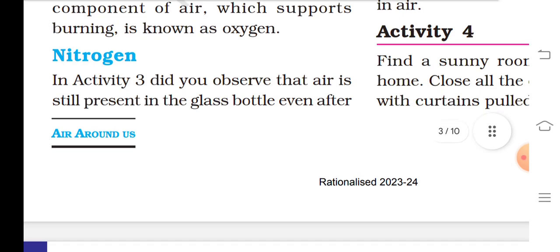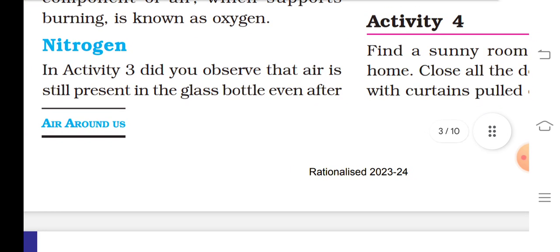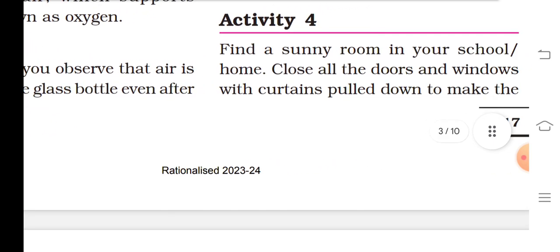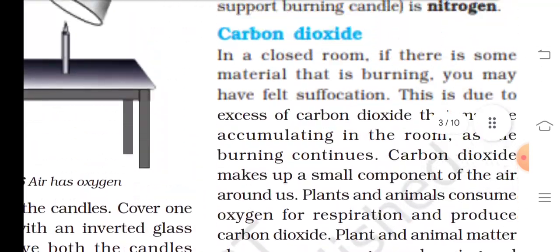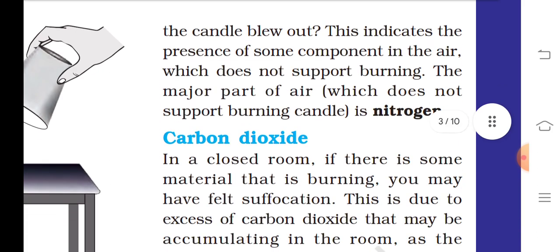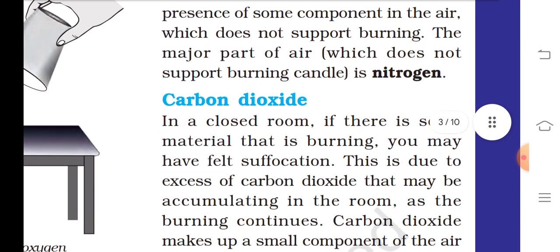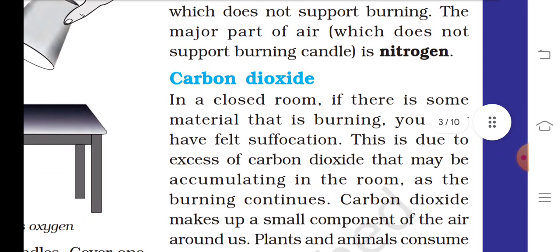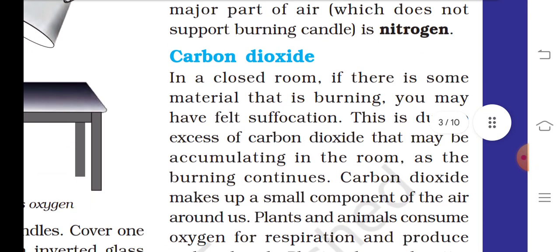Nitrogen. In activity 3, did you observe that the air is still present in the glass bottle even after the candle blows out? This indicates the presence of some component in the air which does not support burning. The major part of air which does not support burning is nitrogen.